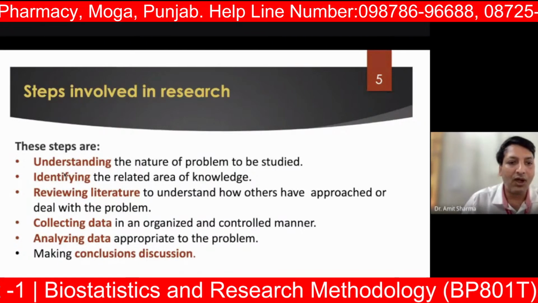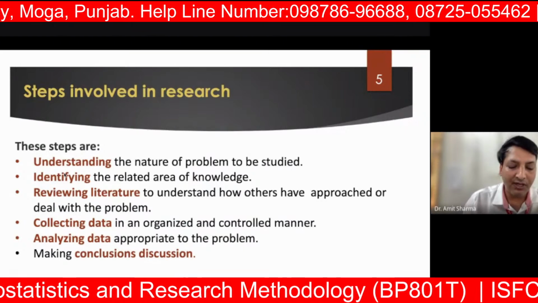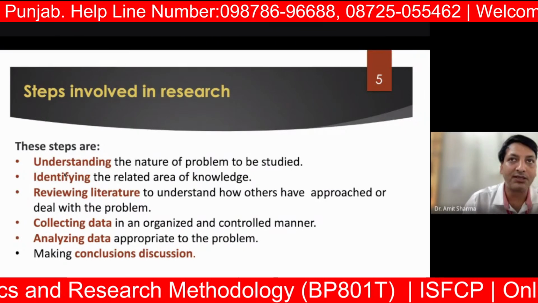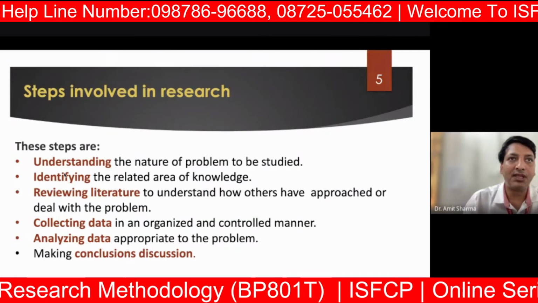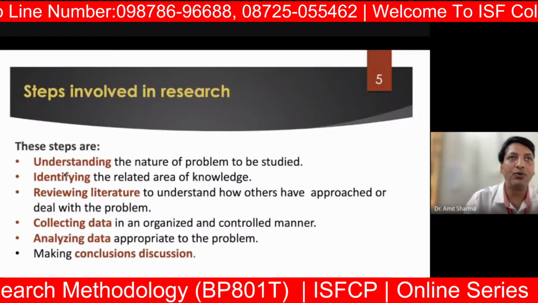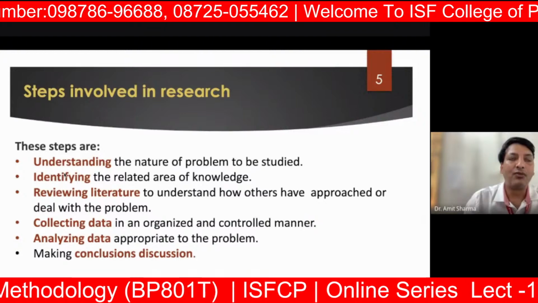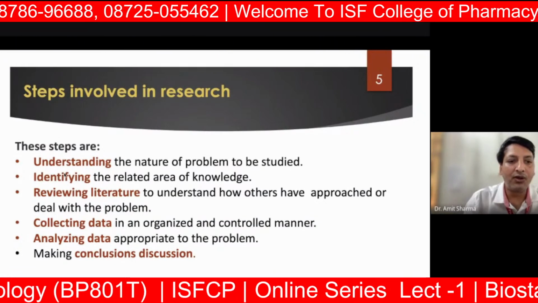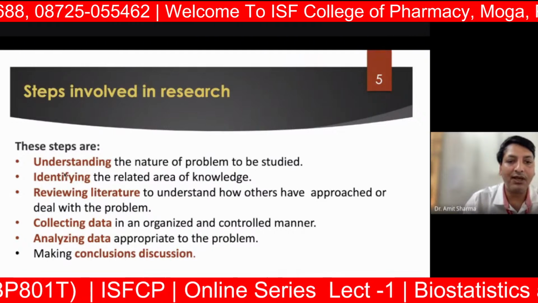The second step is identifying the related area of knowledge. What does that mean? You have to identify how much work has already been carried out by others. Once you find this out, you can say, okay, this is the area where I can develop something new or contribute something. Then only will your work be different from someone else's work. And how are you going to identify this? You can identify it by reviewing the literature.